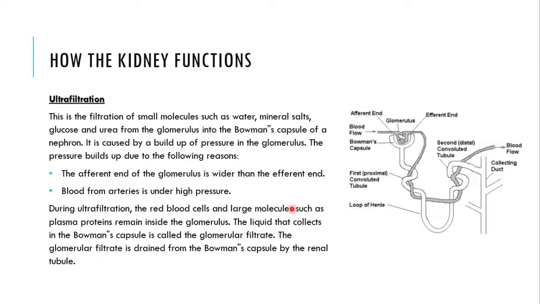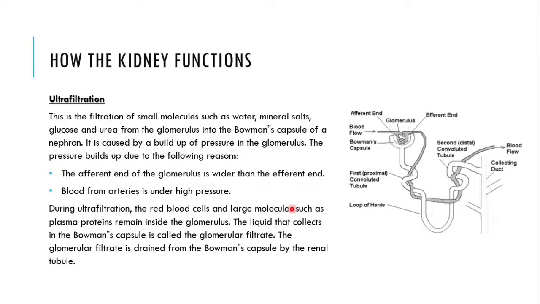Large molecules such as plasma proteins will remain in the glomerulus because only small molecules will pass through. Only small molecules are filtered. Small molecules like water, mineral salts, glucose, and urea are filtered. They will go into the Bowman's capsule. But large molecules won't be filtered. They are going to remain in the glomerulus. Large molecules like what? Plasma proteins.